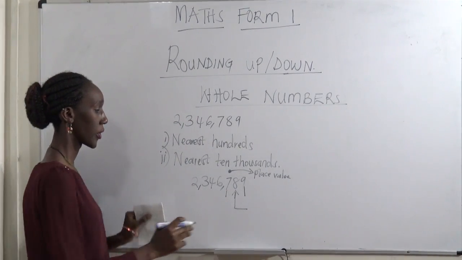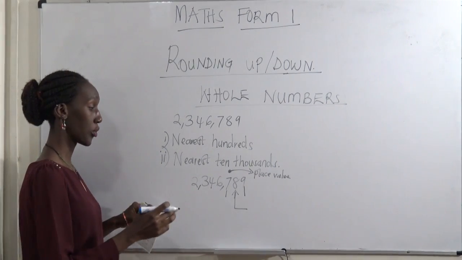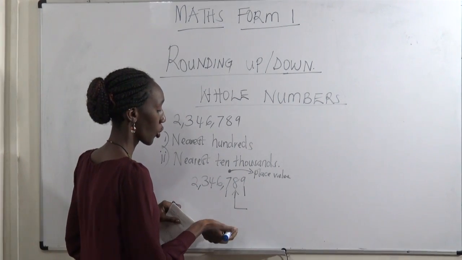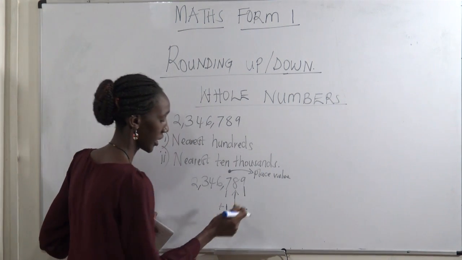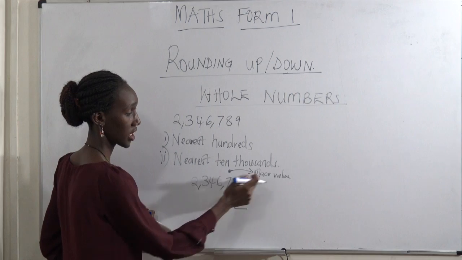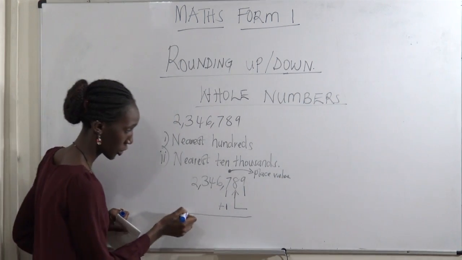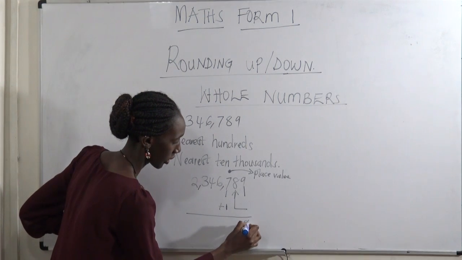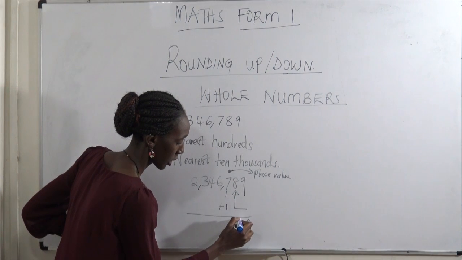So ask yourself, is 8 greater than 5 or less than 5? If it's greater than 5, it means you're going to add 1 to the next number here. Then the other numbers after the place value are going to be turned into 0. So here what you're going to have is 9. We're going to have a 0. We turn all of them into zeros.